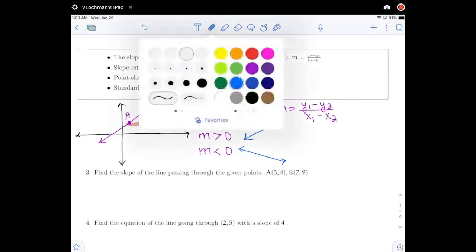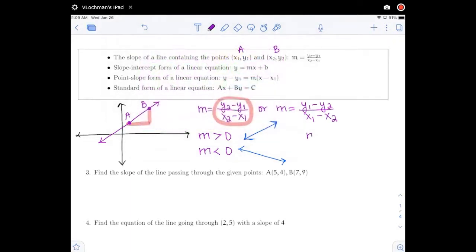And then what else can happen? What if m is equal to 0? So no change, right? You can start making this connection with change. No change is happening in your line. What does that mean graphically? That means the line is horizontal.